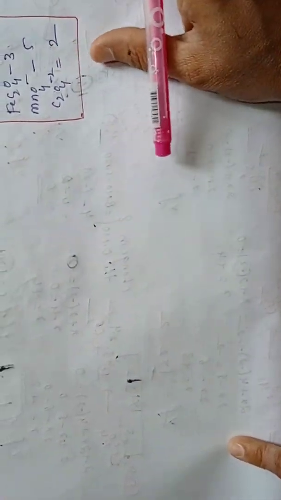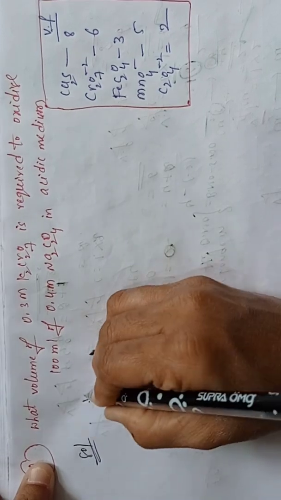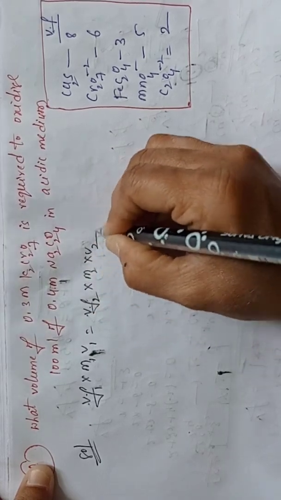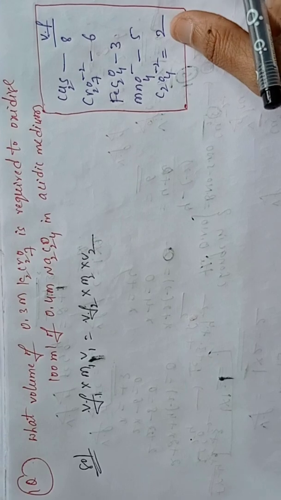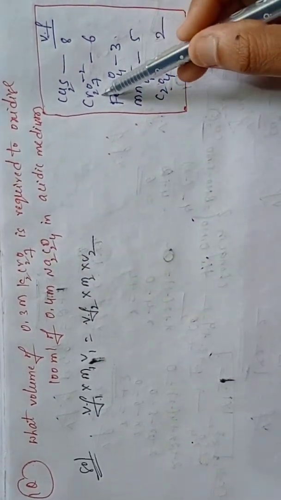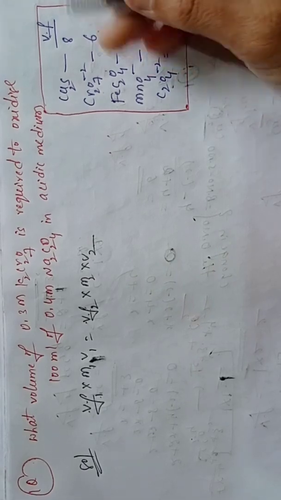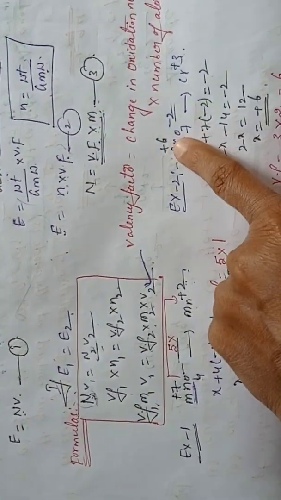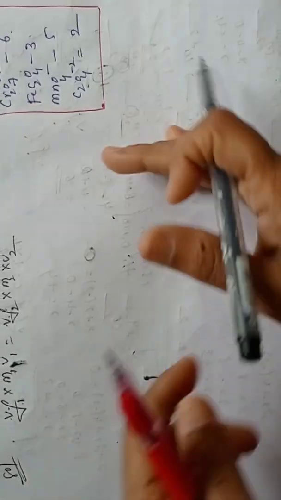So what is the formula, students? Valency factor Vf1 into M1 into V1 is equal to valency factor 2 into M2 into V2, correct? Valency factor 1: potassium dichromate, how much is it here? For the dichromate ion you have to take 6. In the last class I discussed how to find the valency factor of the dichromate ion in acidic medium. So the dichromate ion valency factor is 6, and MnO4 minus valency factor is 5, correct? All this I wrote here, students.